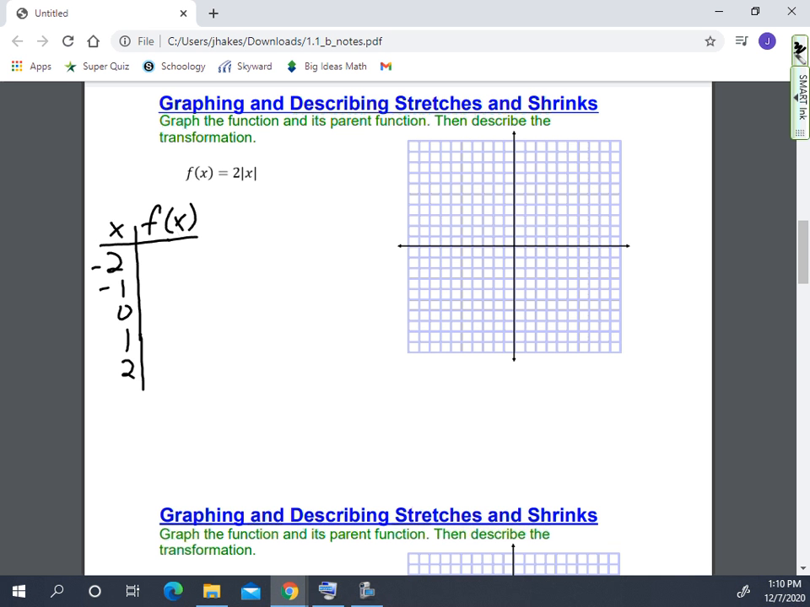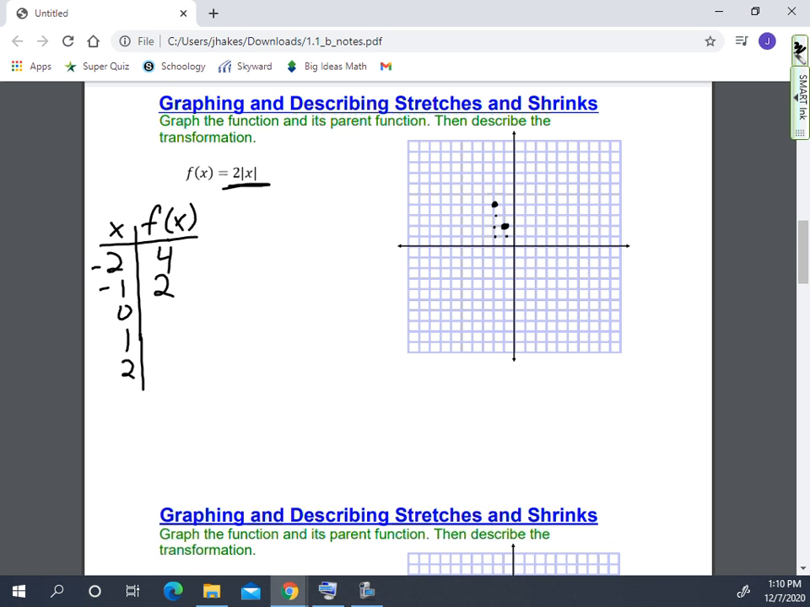We have a 2 being multiplied by our function, right? 2 times the absolute value of x. So when we plug in -2, what's the absolute value of -2? Well, the absolute value of -2 is 2, and 2 times 2 is 4. So at -2, we're going to be at 4. When we're at -1, the absolute value of -1 is 1, and 1 times 2 is 2. So at -1, we're at 2.